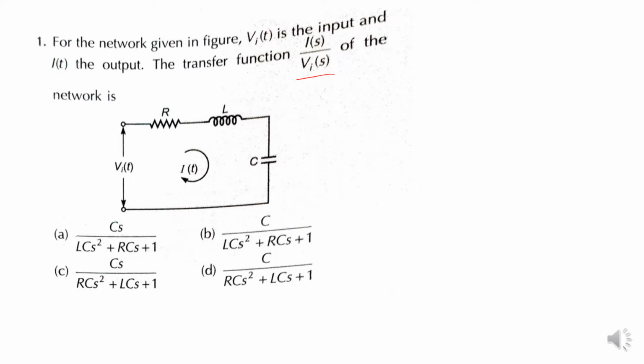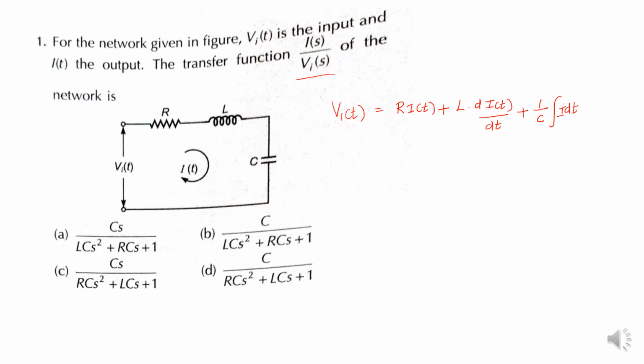This network consists of one power supply, then R, L and C passive components. First of all, I am going to write the voltage equation. So, voltage rise equal to voltage drop. The first voltage drop by R is R into I(t). Next, L into dI(t) divided by dt. For capacitance, 1 by C into integral of I(t) dt.